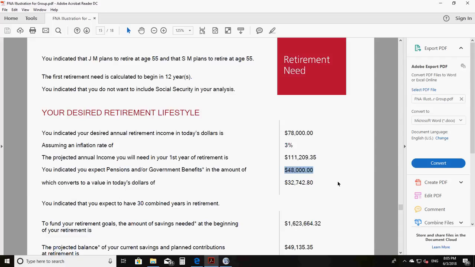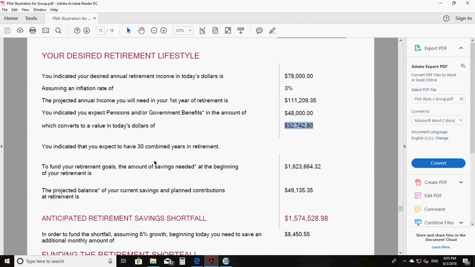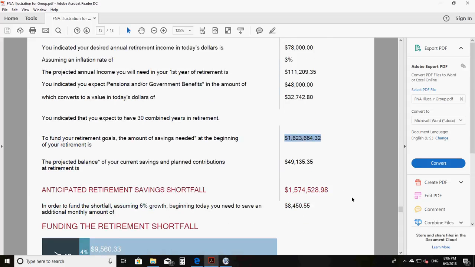Here they're going to be receiving about $48,000 per year in the future. You've got to back that out and convert it into today's dollars. So you have to inflate the net entire retirement need in today's dollars to meet the future need, but you have to take these future value benefits, back them out, and convert them into today's dollars. 30-plus years of combined retirement, so we look at some numbers here. $1.623 million is the goal.